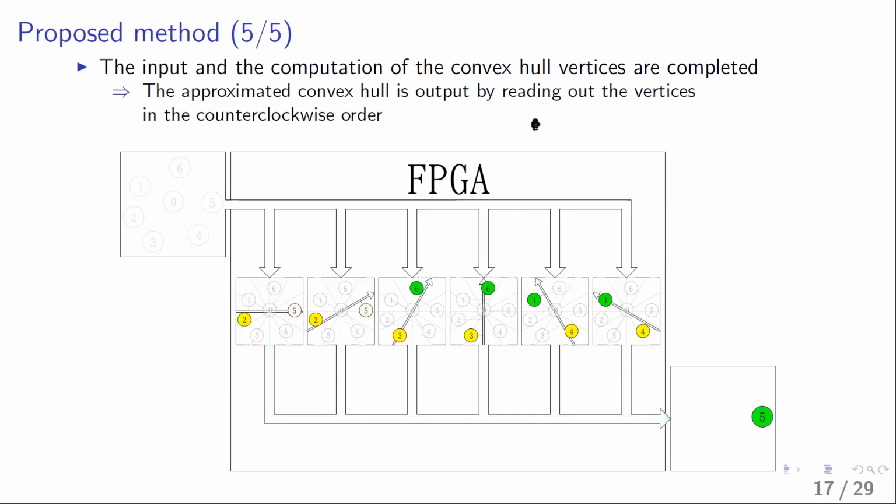The approximated convex hull is output by reading out the vertices in a counterclockwise order as shown in the figure. The number of clock cycles is determined by the number of input points. Thus, an approximated convex hull is computed in linear time with respect to the number of points.